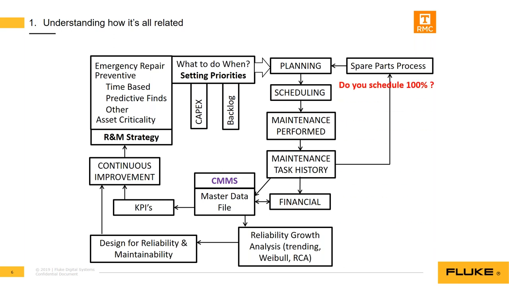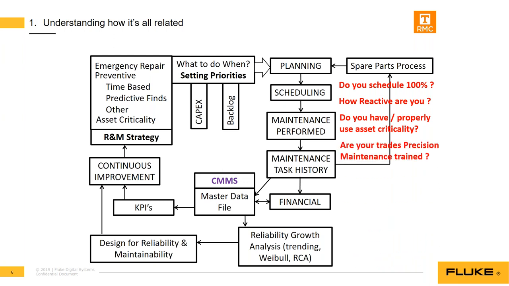But now that was ideal, so what really happens in the real world? Do you schedule 100% of your maintenance? If not, you should. How reactive are you? Okay, we just answered that question, and we'll talk about what I see as data in North America. Do you have a properly used asset criticality? Again, if your customers don't trust you, all of a sudden everything becomes a safety problem because then it gets done because your backlog's too high. But do you really have proper asset criticality defined?